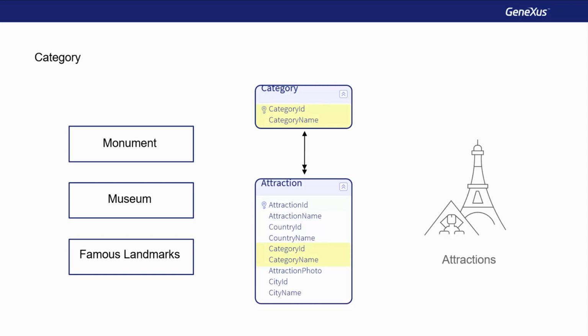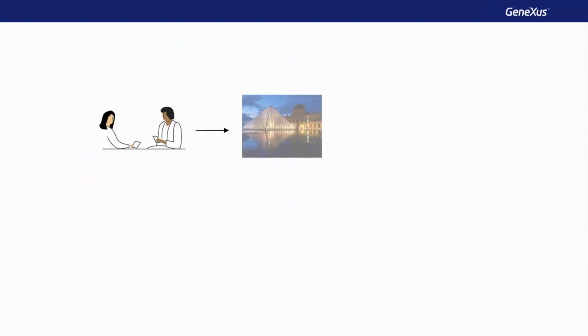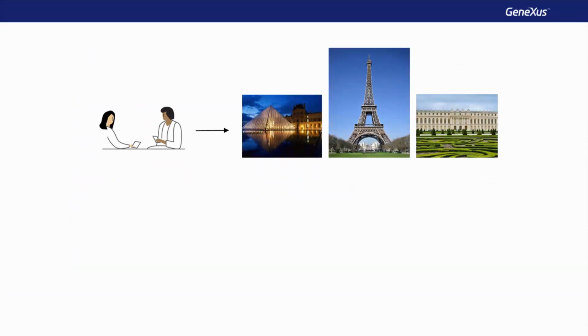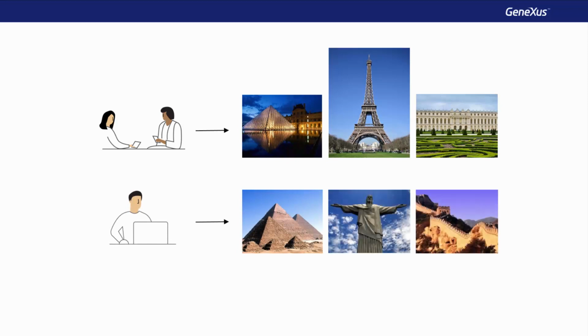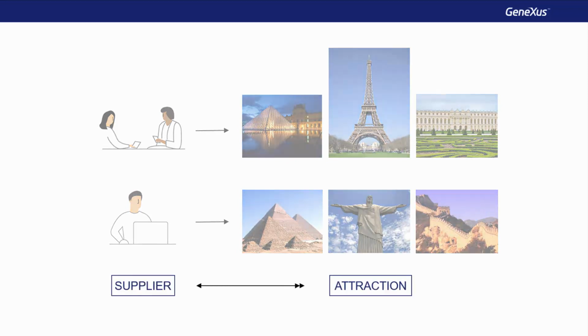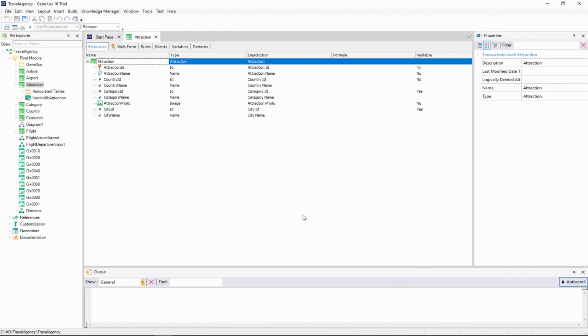The agency's staff tells us that they work with suppliers, who from time to time offer them visits to tourist attractions in different parts of the world. Each supplier offers many tourist attractions, but each attraction is managed by a single supplier. To represent this reality, we will create the supplier transaction where we will record suppliers.